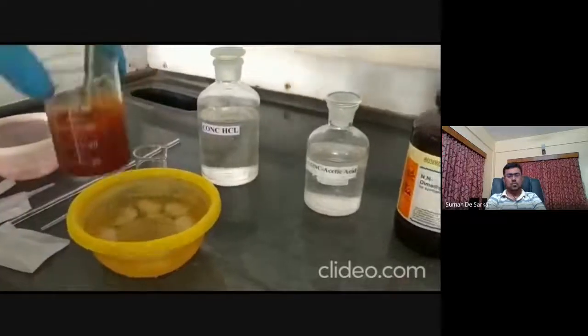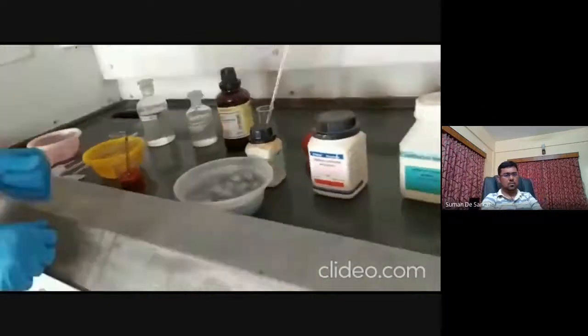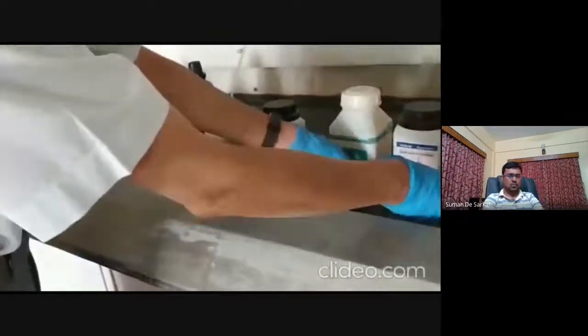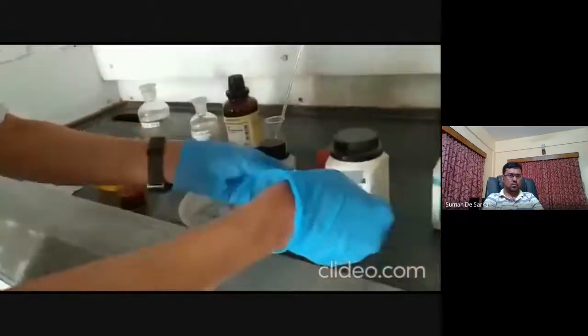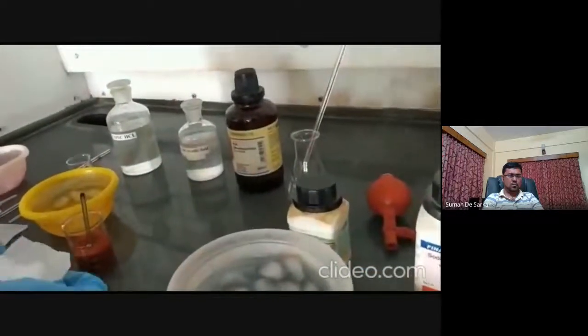Okay. For better precipitation, we will add sodium chloride, 1 gram. So due to the common ion effect, sodium chloride will help to precipitate out the methyl orange from the aqueous medium.